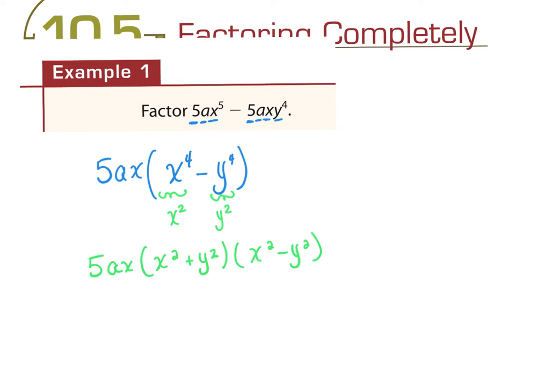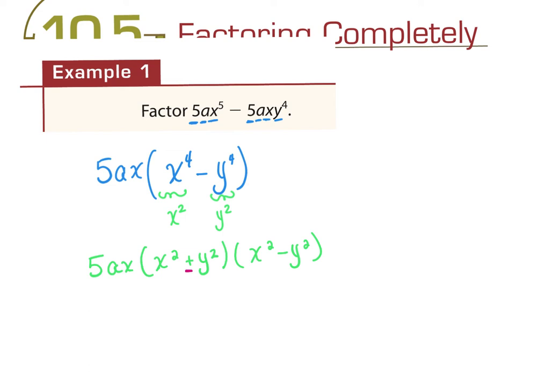Am I finished? Why not? I have yet another difference of two squares, don't I? Now, the first group cannot be factored. That plus cannot be factored. In order to factor, it has to be a minus. So that group is prime. All right, x squared plus y squared is prime. You cannot factor the sum of squares. There's no way to factor it.